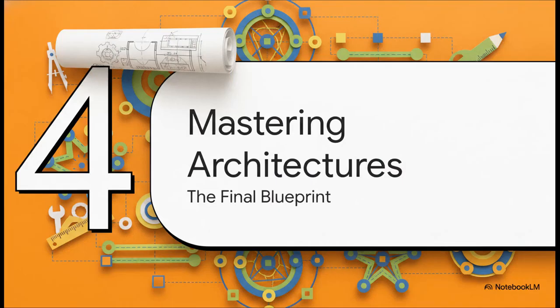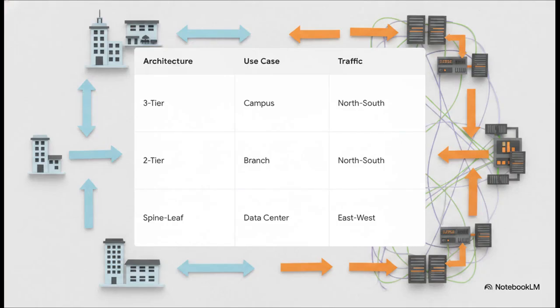Part 4. Mastering Network Architectures. The final blueprint. Okay, here is your ultimate blueprint to map all this out. Notice how the 3-tier and 2-tier models are really best suited for enterprise campuses focusing on that north-south traffic. Conversely, spine leaf is the undisputed king of the modern data center, focusing entirely on east-west traffic. And just a quick reminder, to achieve that massive linear scalability we just talked about, spine leaf typically runs advanced layer 3 routing protocols, like BGP or ISIS, to handle all that ECMP routing.